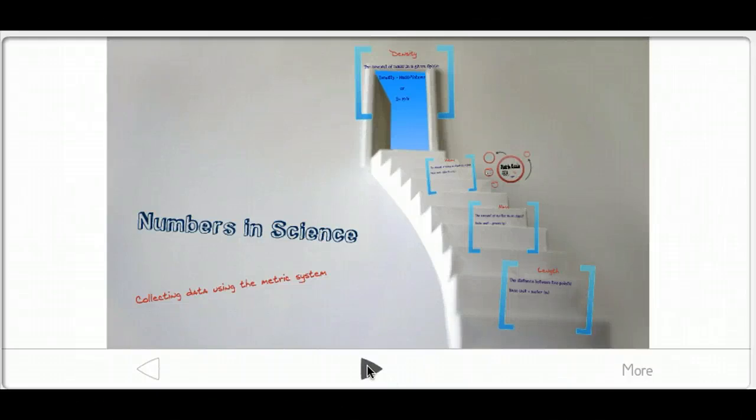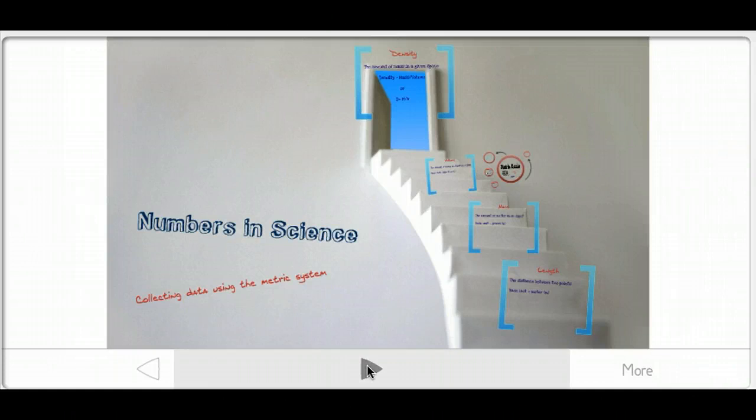Hello students, today we're going to continue our discussion about the metric system. Previously we talked about length. Today we're going to focus in on mass and some of the metric units that are used in recording mass. Again, in our unit 2 we're going to talk about a couple of things.